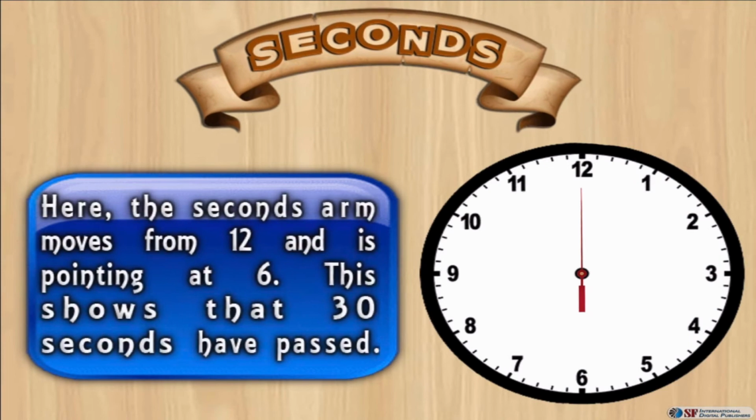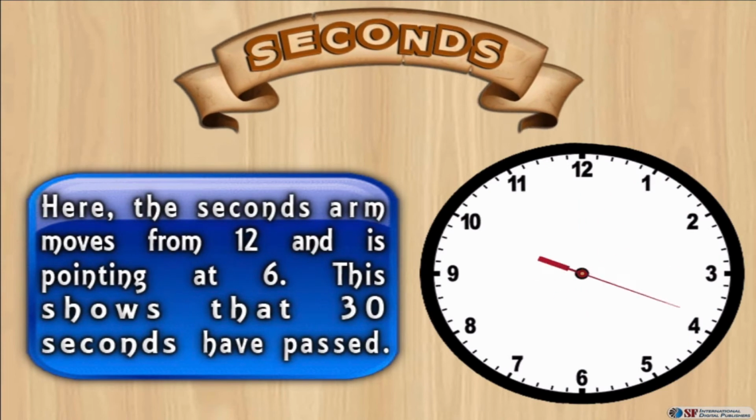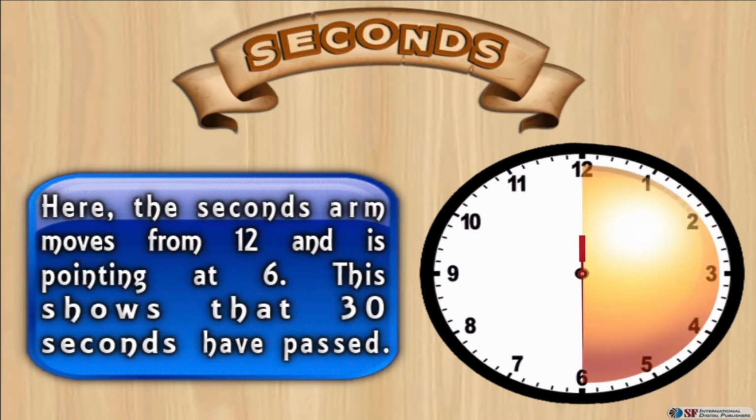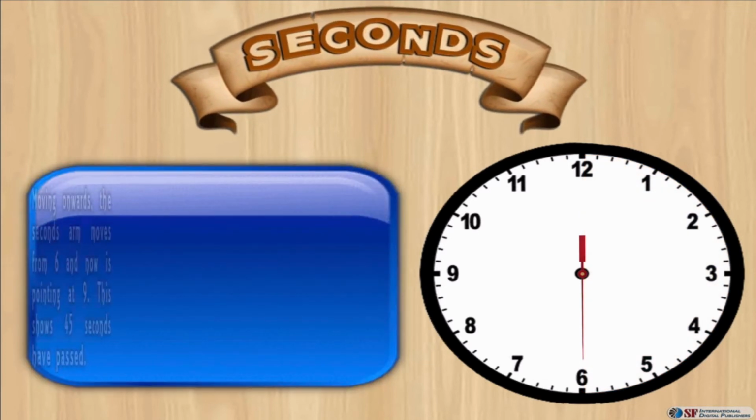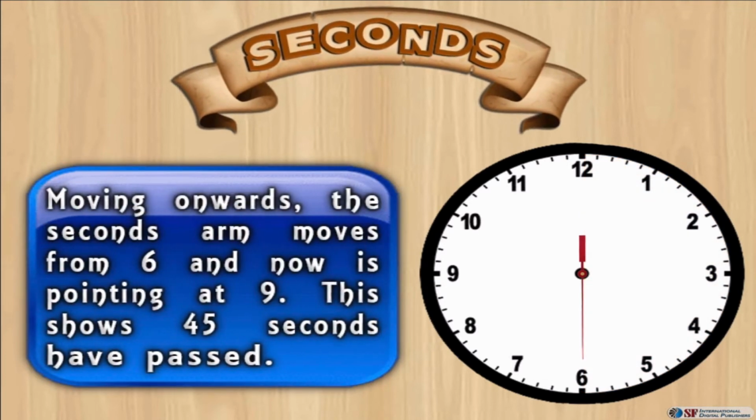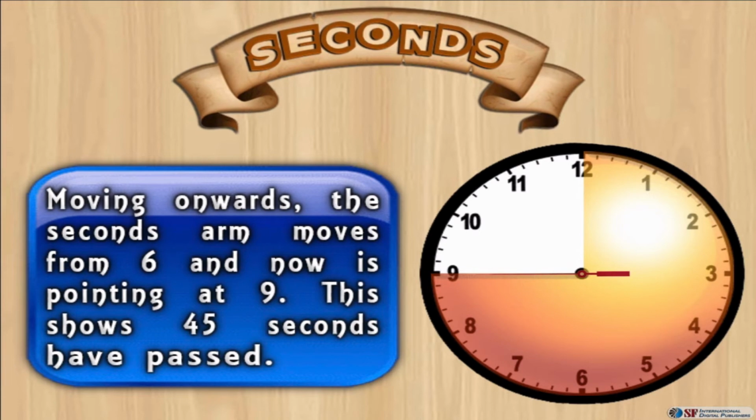Here, the seconds arm moves from 12 and is pointing at 6. This shows that 30 seconds have passed. Moving onwards, the seconds arm moves from 6 and now is pointing at 9. This shows that 45 seconds have passed.